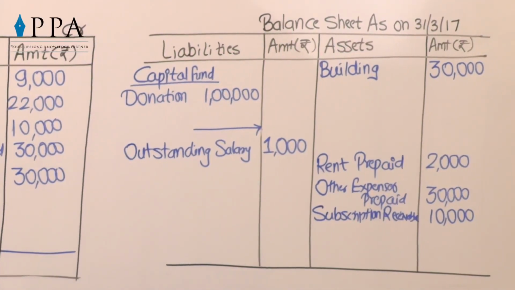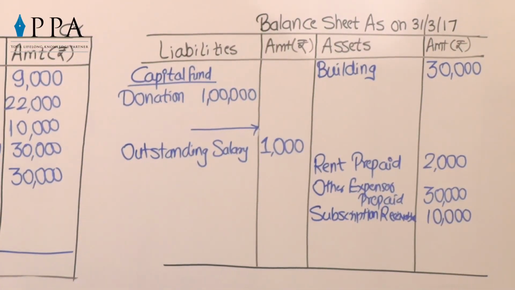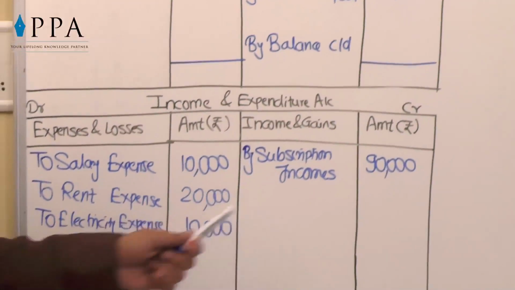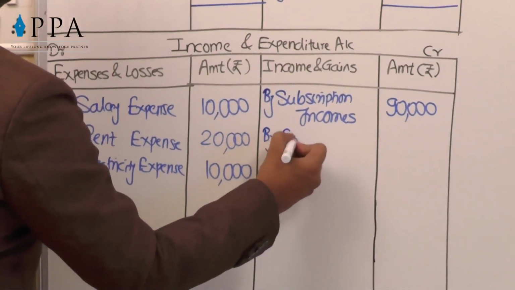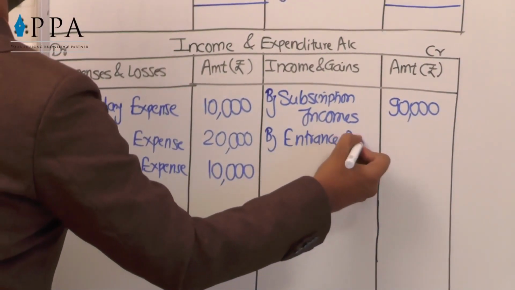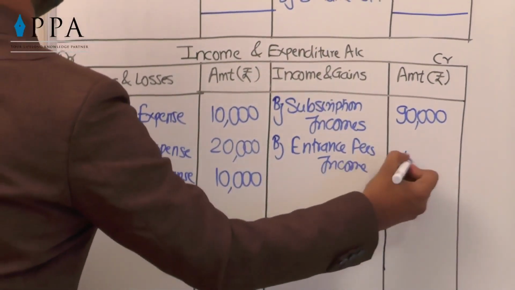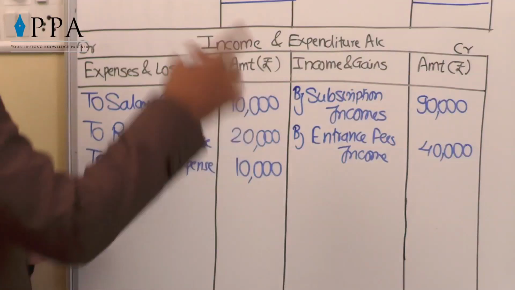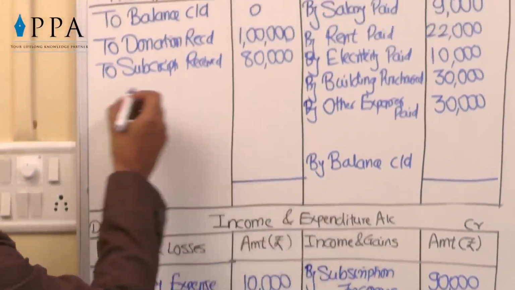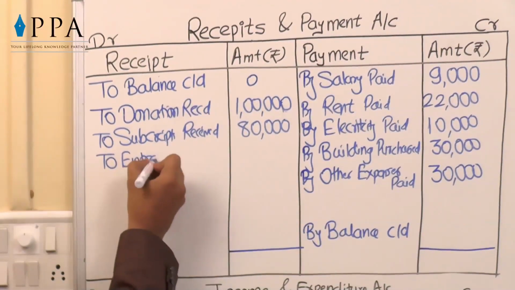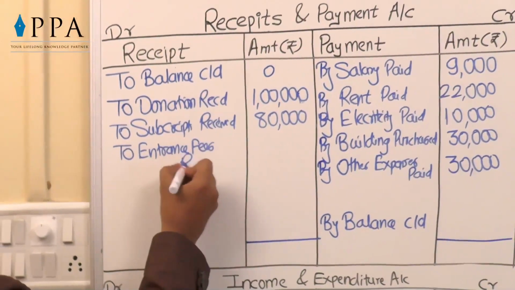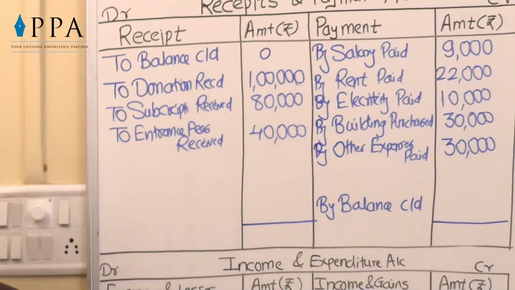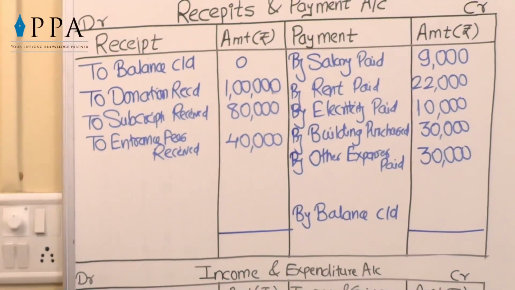Second adjustment is entrance fees. 40,000 was receivable and 40,000 received. So let's move towards the income and expenditure account to record the entrance fees. Income side. So income side, by entrance fees income 40,000. So it was expected to receive 40,000 and actual receipt is also 40,000. So let's go towards receipt and payment account debit side to entrance fees received 40,000. Both were same, so there is nothing to worry about. No other adjustment is to be given.